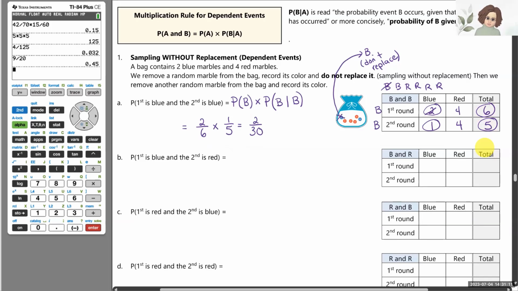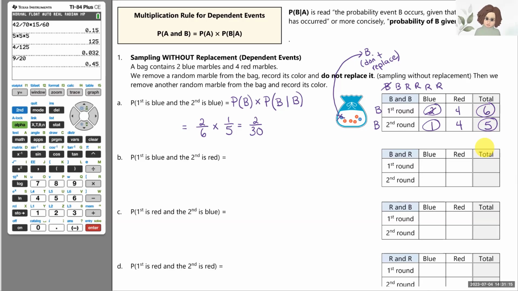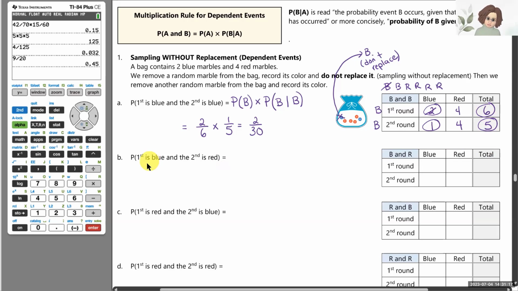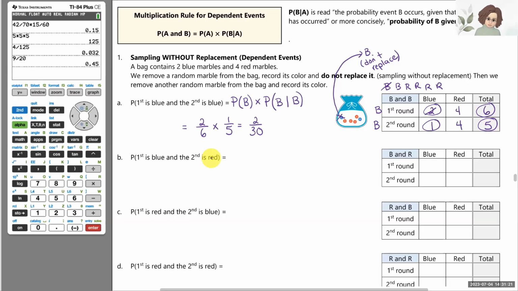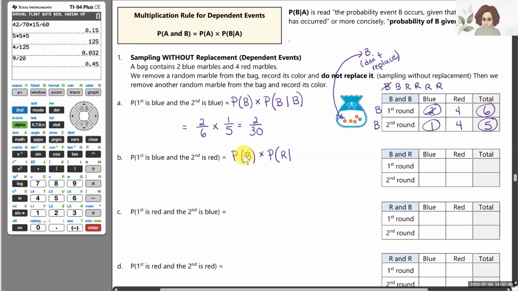So let's just get the concept. So let's try this again. So what if I wanted to know the probability of getting a blue marble followed by a red marble the second time? All right, so the notation would be, I want to know the probability of getting a blue. So I would take probability of blue times the probability that I get a red marble, given that, knowing that you just took out that blue one.